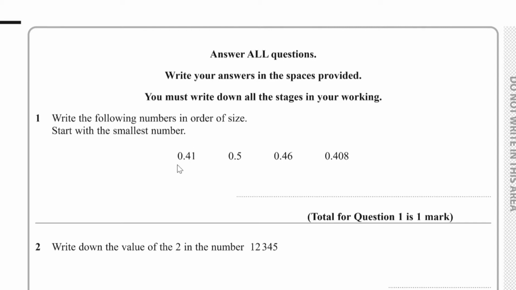Well, this number is given to 2 decimal places. This number is given to 1 decimal place. This number is given to 2 decimal places. This number is given to 3 decimal places. We can write all of these numbers to 3 decimal places by using placeholders. The 0.41 we can rewrite as 0.410. The 0.5 we can write as 0.500. The 0.46 we can write as 0.460. All of the numbers are now written to 3 decimal places.